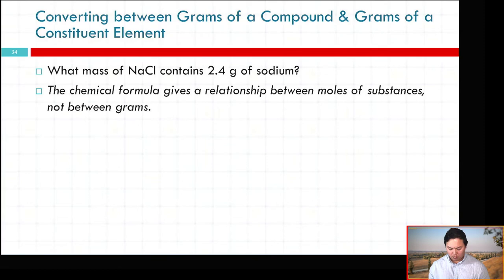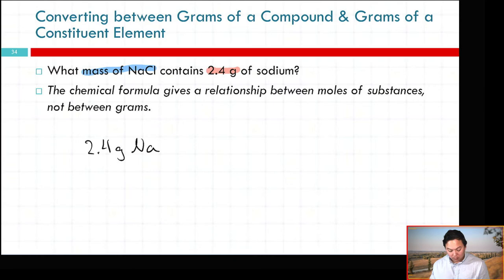So, going back to this initial question that we asked, what mass of sodium chloride contains 2.4 grams of sodium? So let's convert then. This is kind of the question asked in reverse, right? Because we're given 2.4 grams of sodium, and we want to know the mass of sodium chloride. So we have 2.4 grams of sodium, and we want to convert it to grams of sodium chloride.